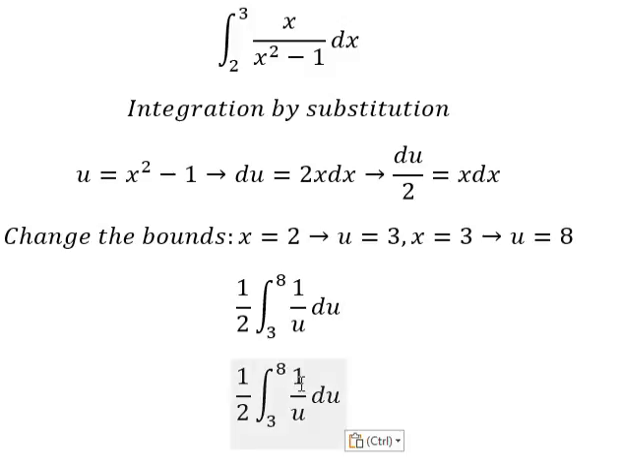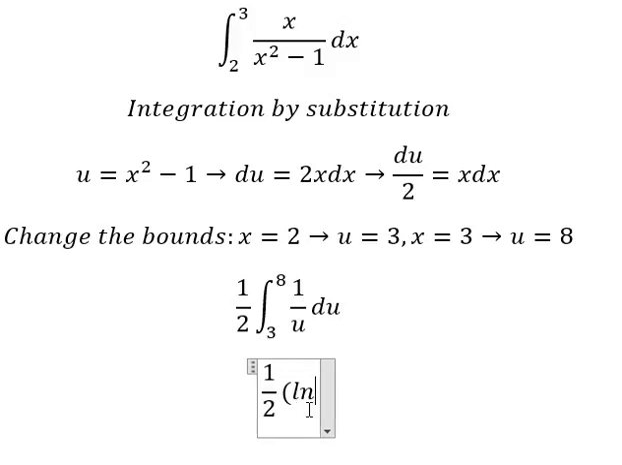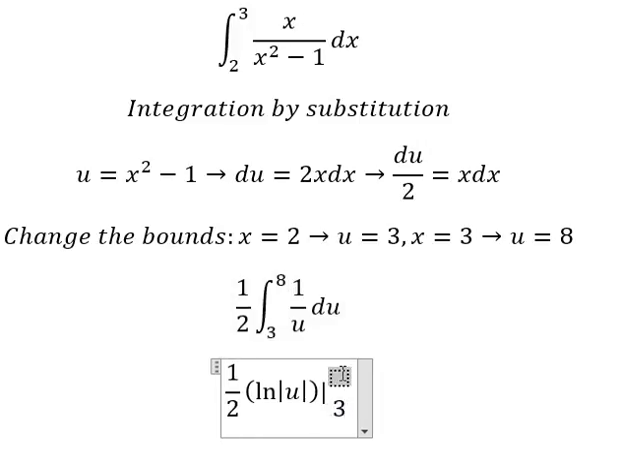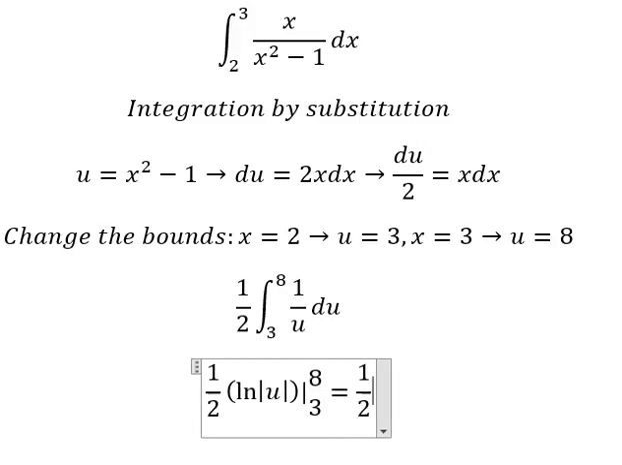So the integration of 1 over u, we have ln of the absolute value of u. And I will put the bounds from 3 to 8. And now we have the final answer.